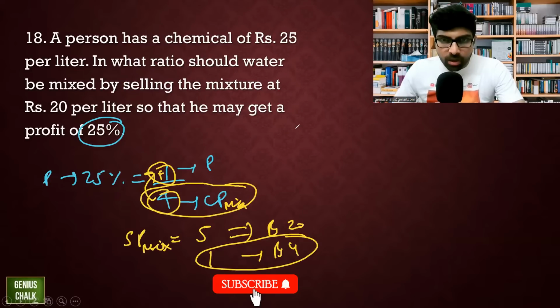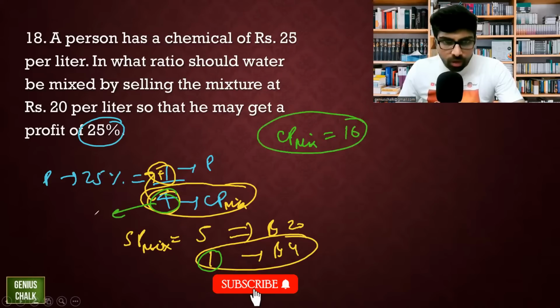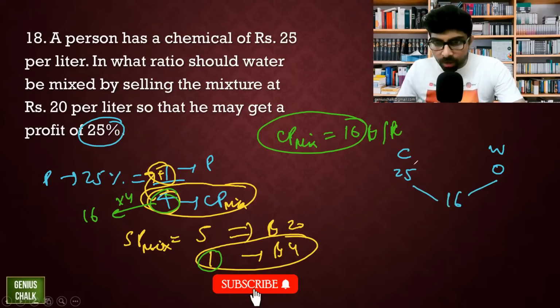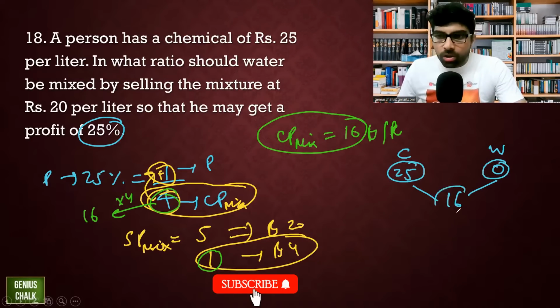So what is the cost price of the mixture? 1 unit is 4, so 4 units will be 16. 4 units is 4 into 4, that is 16. That means 16 rupee per liter, which I can write in the allegation approach. Now I can apply my allegation approach. It is chemical, it is water. Chemical is 25 rupee per liter, water is 0 rupee per liter. It is 16 rupee because it is the cost price. It is also the cost price of water per liter. It also has to be the cost price of the mixture.